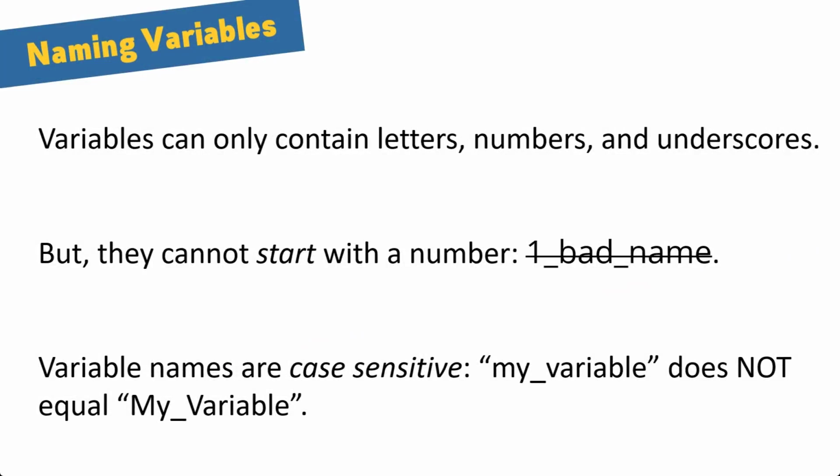So first of all, variables can only contain letters, numbers, and underscores. But crucially, they can't start with a number. Variables are also case sensitive, meaning my variable, all lowercase, is treated as a different value from my variable with the first letters of each word capitalized. Now, with that said, to avoid confusion, I would strongly recommend not putting this particular feature to the test by having multiple variable names that are identical except for their capitalization.